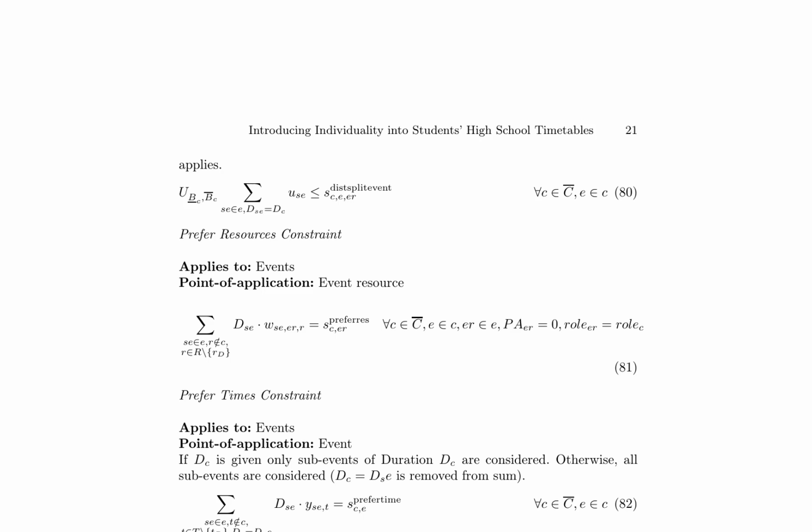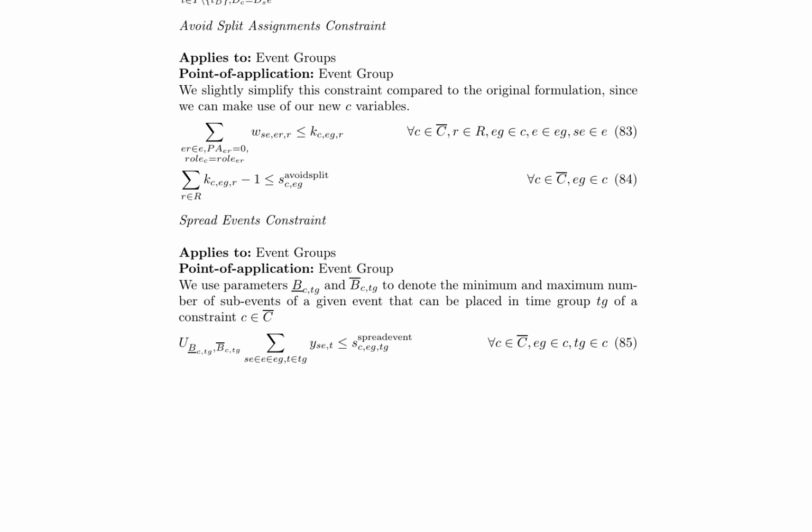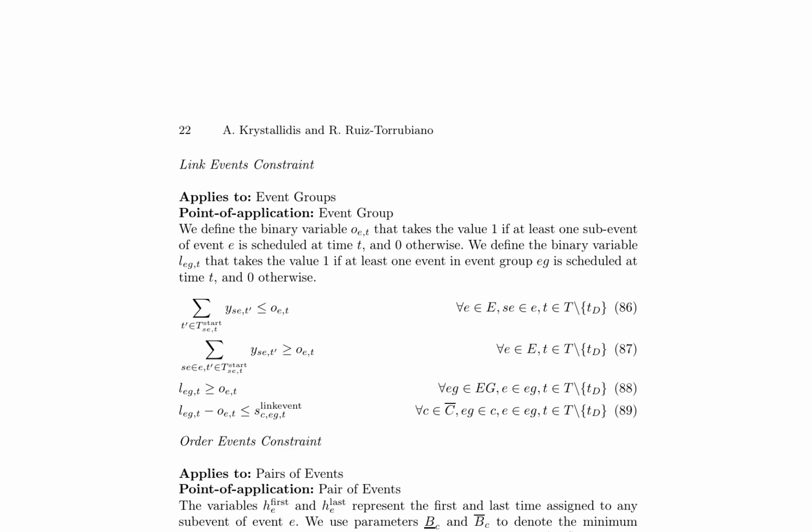It begins by discussing the prefer resources constraint, which applies to events considering resource availability. The preferred times constraint ensures that events are scheduled within their preferred time slots. The avoid split assignments constraint and spread events constraint aim to optimize event grouping and distribution. The link events constraint connects events within groups, while the order events constraint regulates the sequence of events. Finally, constraints for avoiding clashes and unavailable times are presented.